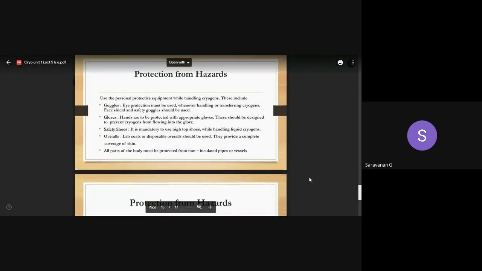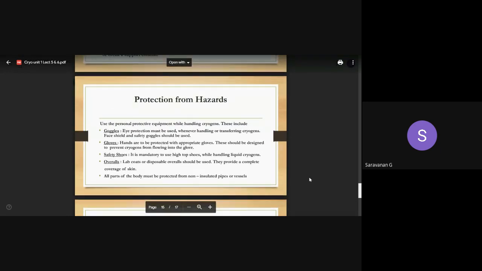Normal protection from hazards uses personal protective equipment, such as goggles. Eye protection is very important. Eye protection must be used whenever handling or transferring these cryogens. We provide a face shield or safety goggles, and we have to use them. That's a normal general principle we can follow.